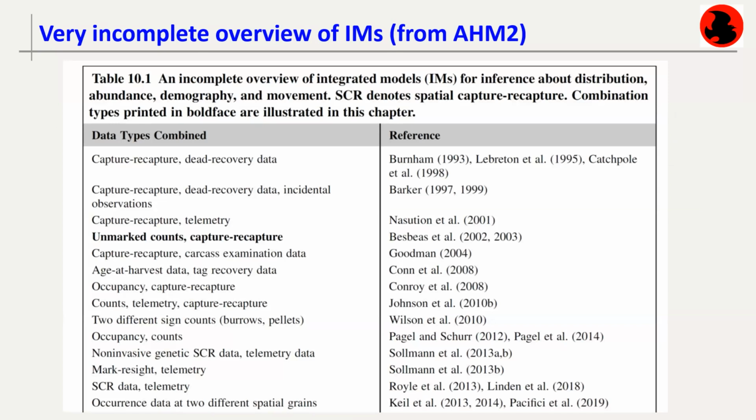It shows the types of data that are combined, and then a key reference. Just recently, Nicolas pointed out to me that the good old robust design, Pollock's robust design, is in fact an example of an integrated model, because we combine closed and open capture-recapture data. There are a lot of those. I have ordered it a little bit chronologically, so some of the first examples is the Burnham model, which combines capture-recapture and data recovery data. That's in the 90s.